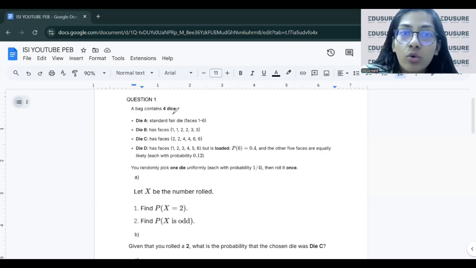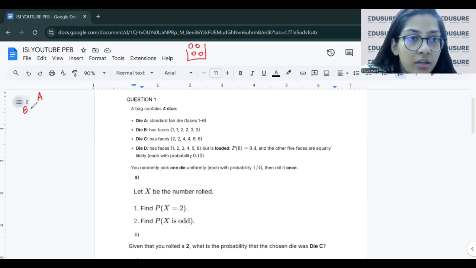A bag contains 4 dice. Okay, so there's a bag. उसमें there are 4 dice. Die A is a standard fair dice. ठीक है, faces 1 to 6 है. Okay. B में it has faces 1 1 2 2 3 3. ठीक है. तो B में करते हैं. This has 1 1 2 2 3 3.